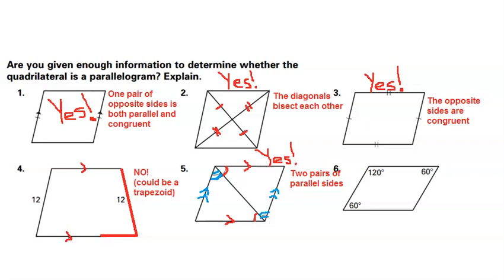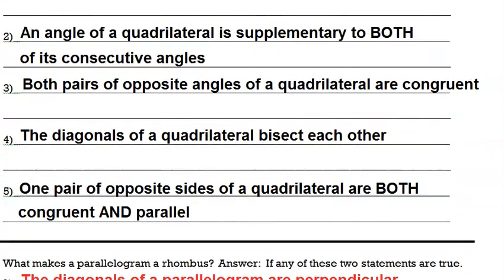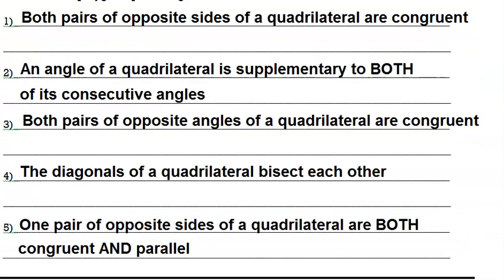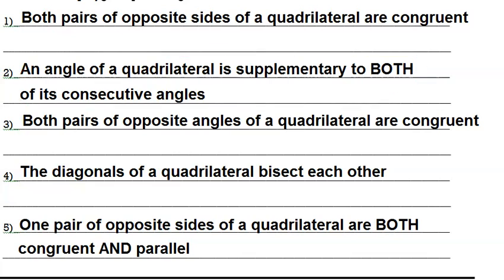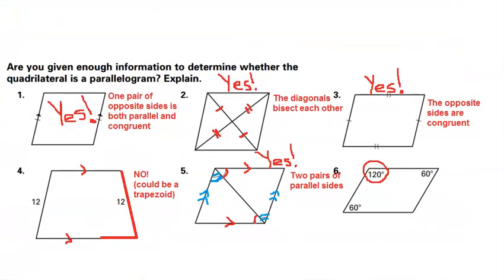All right, last but not least, I want you to focus on this angle right here. It is 120. We had one last rule. I'm going to scroll up here. If we have one angle that is supplementary to both of its consecutive angles, then that means it's a parallelogram. 120 plus 60 is 180. And if we go the other way, 120 plus 60 is 180.